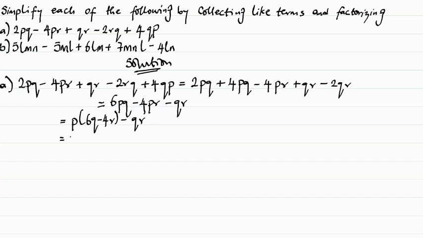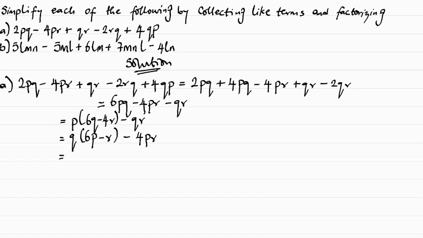Or we can decide to factorize out the variable q, and when we do that, we have answer to be q bracket open 6p minus r bracket close minus 4pr. Or possible, we are asked to factorize out r.